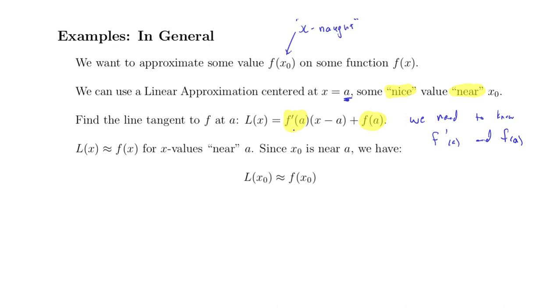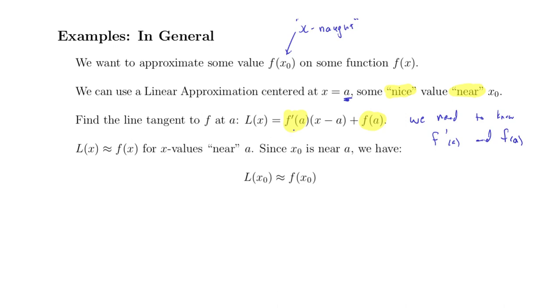Maybe let's just think about the cosine function. A nice value here might be some sort of an input angle where we actually do know what the cosine of that angle is. So maybe a nice value is 0 or pi over 4 or pi over 6 or 3 pi over 2 or something like that.